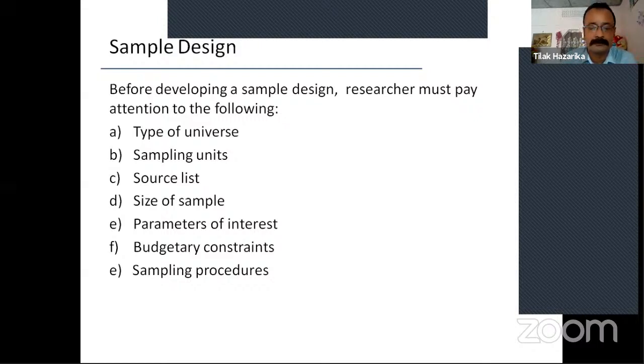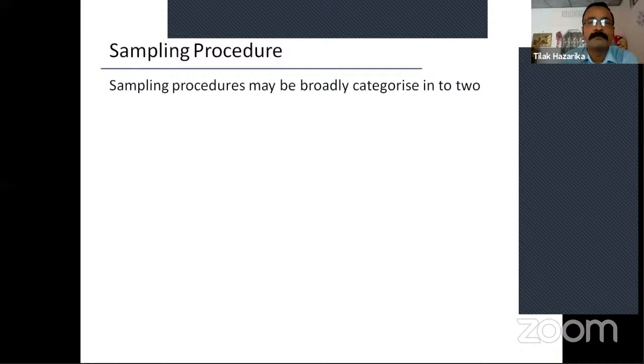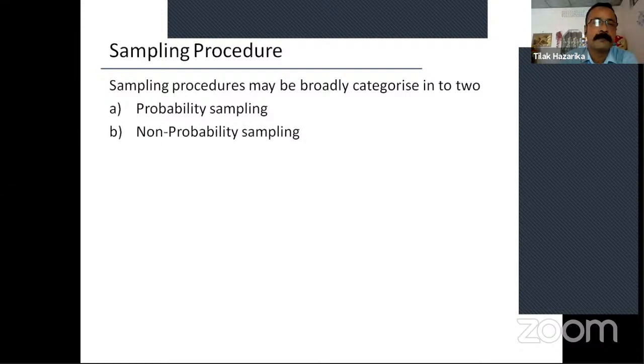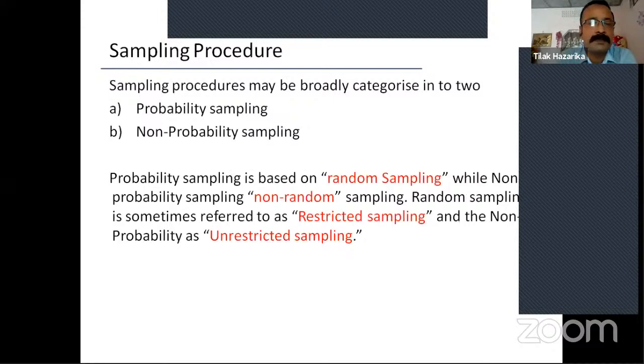We must be very careful. Now, sampling procedure may be broadly categorized into two: probability sampling and non-probability sampling. Let me give an explanation of probability sampling. Probability sampling is based on random sampling. I think random sampling needs no explanation. It is based on certain judgments, certain understanding, certain logic. Of course, random should not be arbitrary random. It should be guided by certain guidelines and principles on how we should go for random sampling.